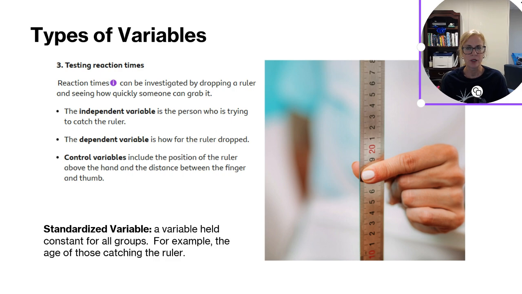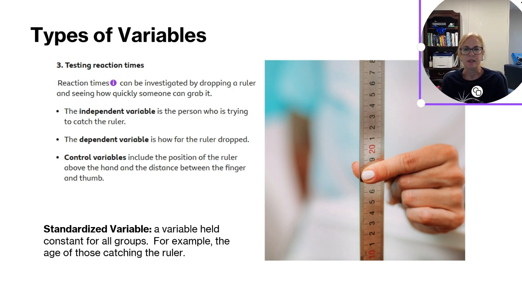Your control variables are going to be things that you control in the experiment. So if we're testing how far the ruler is going to fall, we need to have the same position of the ruler above the fingers in each and every catch. So regardless of who the independent variable was in my experiment, they need to start with the ruler in the exact same position as everyone else. And then also the distance between the fingers, because it's going to take longer for my fingers to close on the ruler if they're farther apart. So we're going to have to be very careful to make sure that those are things that are kept exactly constant or controlled in the experiment.